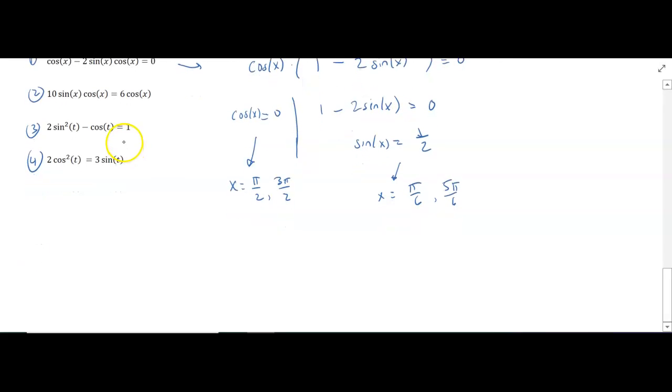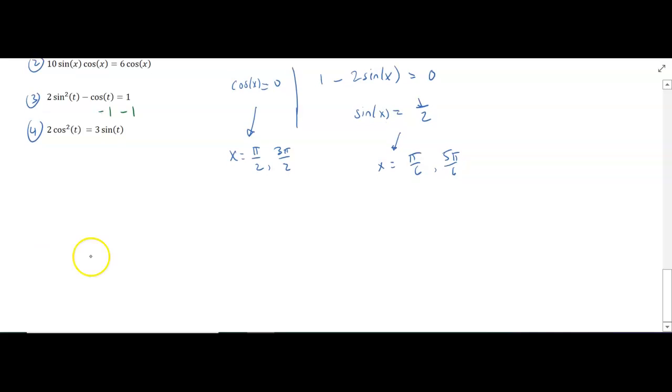So for this one, again, we're going to want to use some factoring for this problem. Let's do that first move there by subtracting 1 from both sides to rewrite this as 2 times sine of t squared minus cosine of t minus 1 equals 0.